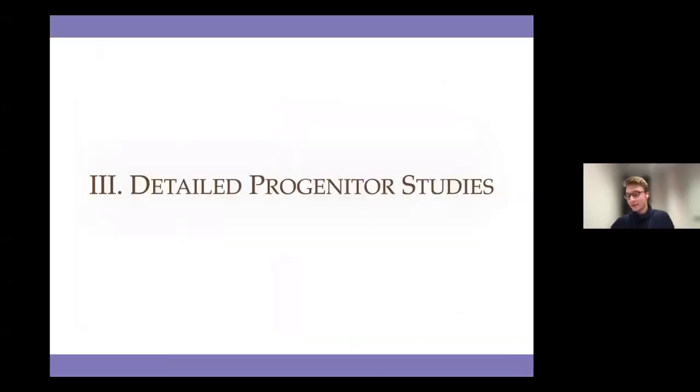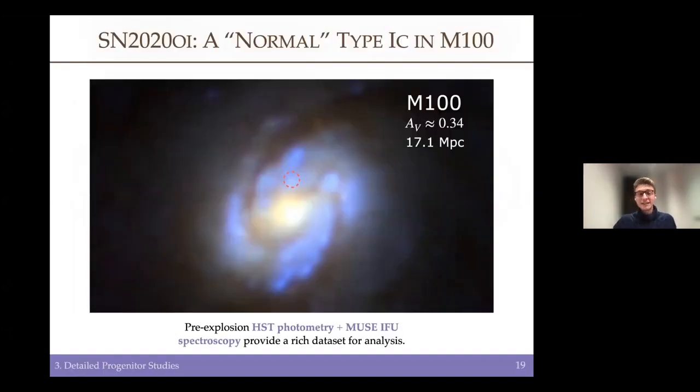Great. Now I'll talk about what we can do when we have early classification and follow-up and detailed spectroscopy for an individual event. So I want to highlight supernova 2020 OI, and this was a type 1c supernova that happened in the nearby galaxy M100. This was classified as a traditional type 1c supernova, so not a broad line or anything like that, but it turned out to be interesting for a variety of reasons.